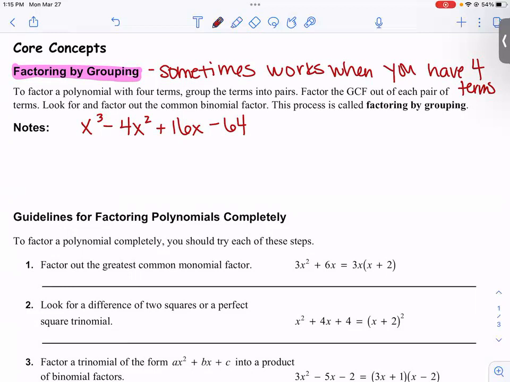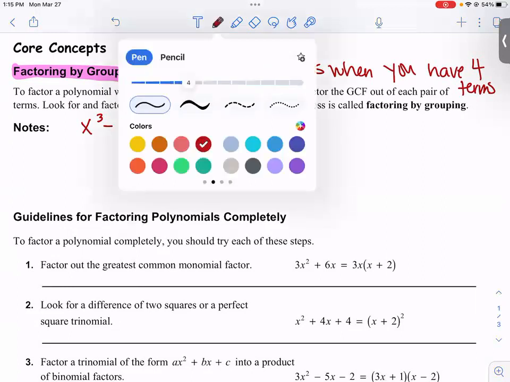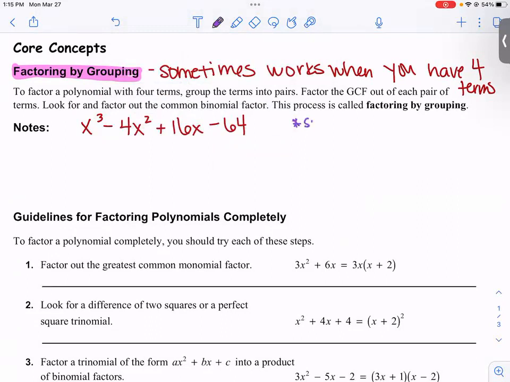But if you have 4 terms, then I want you to split in the middle. That's not a hash, that's just an asterisk. It's like a little star. I'm just keeping it safe.